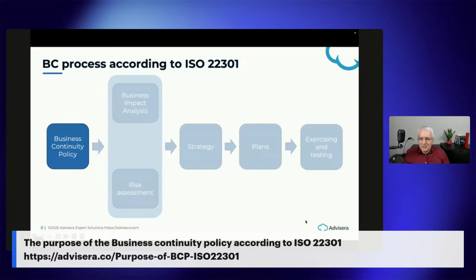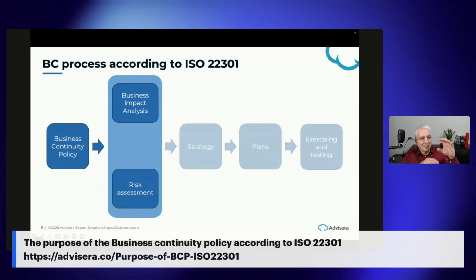And then the second key element of business continuity is this analysis part. Now, the analysis part has 2 elements. One is the business impact analysis, which I'll explain, of course, in detail in the next slide. And the second part is risk assessment. Now, a risk assessment can be done, let's say for cybersecurity, you can use one risk assessment for both business continuity and cybersecurity. You don't have to do it separately.